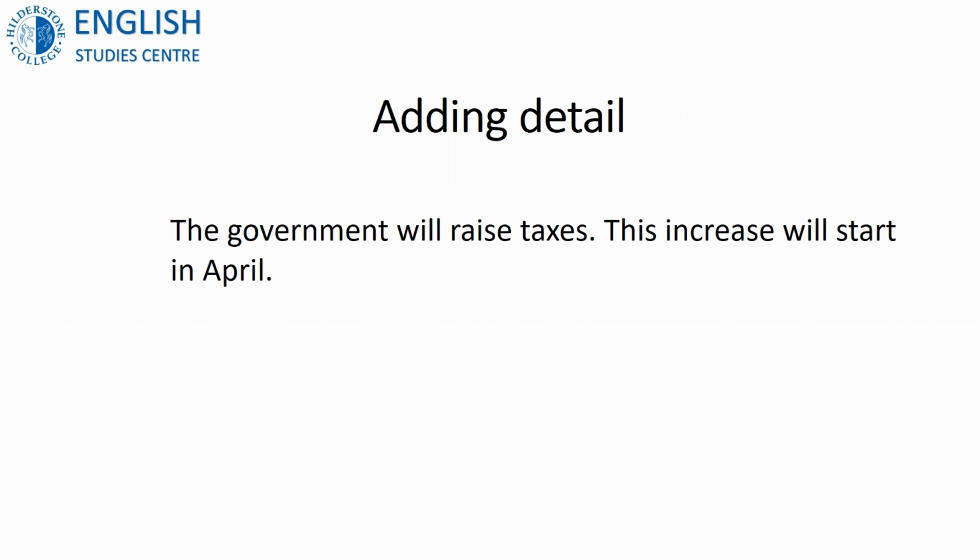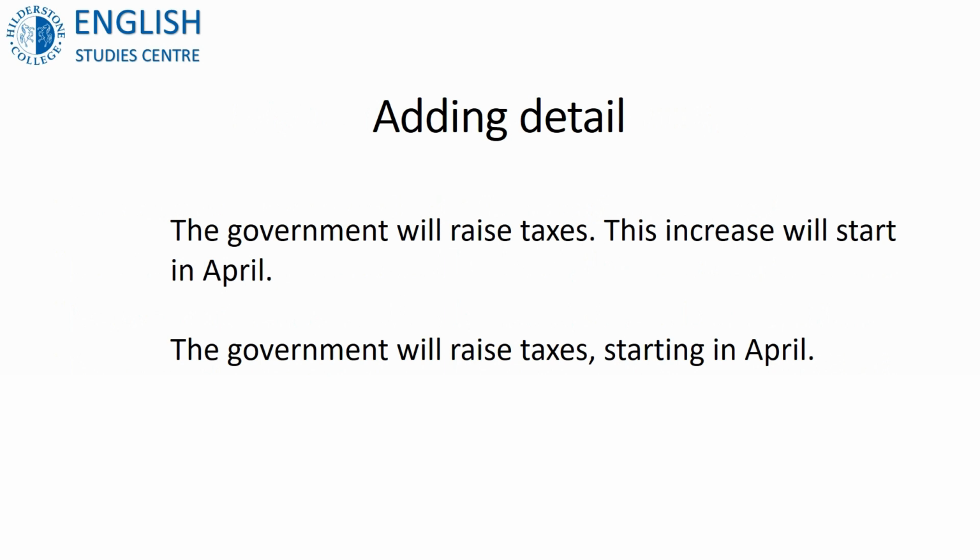However, you could also say the government will raise taxes starting in April. So there we've got our participle, and we've just got one sentence instead of two. You could also play with the word order here and write something like, starting in April, taxes will increase. That's also okay because, of course, it's only the government which charges taxes to its citizens, so that information about the government is actually understood. So you actually don't need to say it. So any of these three examples would be acceptable.